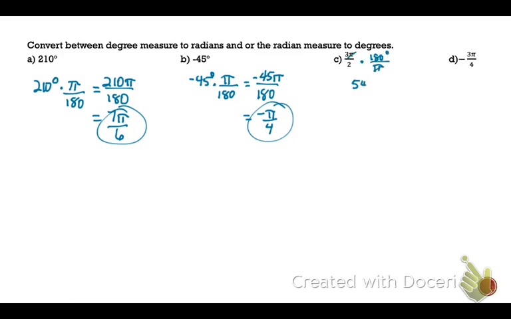I'll convert this one to degrees as well. Now this is in radians, and notice if it starts as a negative angle, it's going to end as a negative angle. So I get negative 540 degrees over 4, which will reduce to negative 135 degrees.